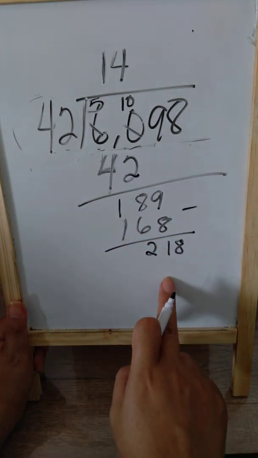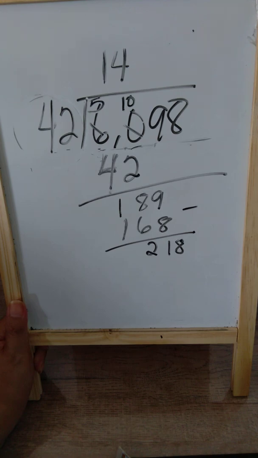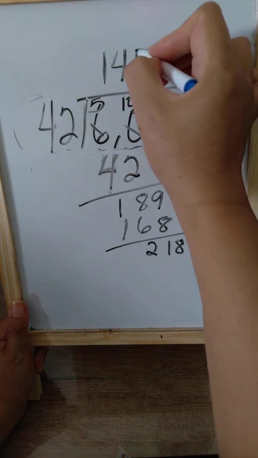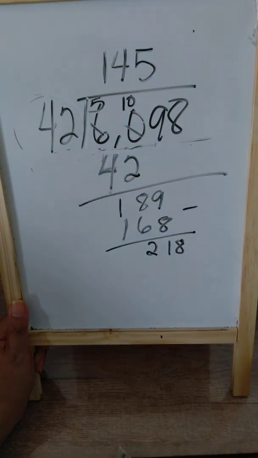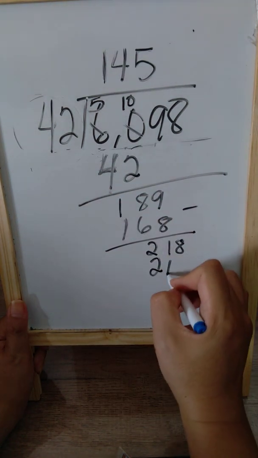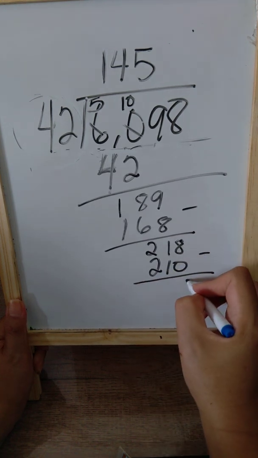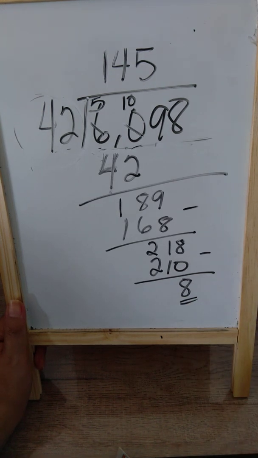Now we can divide 218 by 42. How many 42 in 218? There are 5. The answer is 5. 5 times 42 is equal to 210. 8 minus 0 is equal to 8. The remainder is 8. Understand?